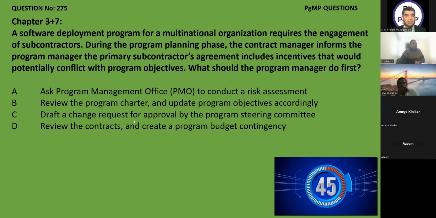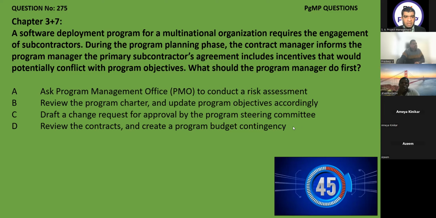C, draft a change request for approval by the program steering committee. Mr. Azim, why C? Because he needs to do some change. He needs to change the contractor. So he should first draft a change request and get approval from the steering committee. But first he has to do something by himself also. Yeah, but by drafting a change request, he is doing something. You say that drafting a change request means he already knows that the change has to be done. So he's making a change request. This is an action he's doing.